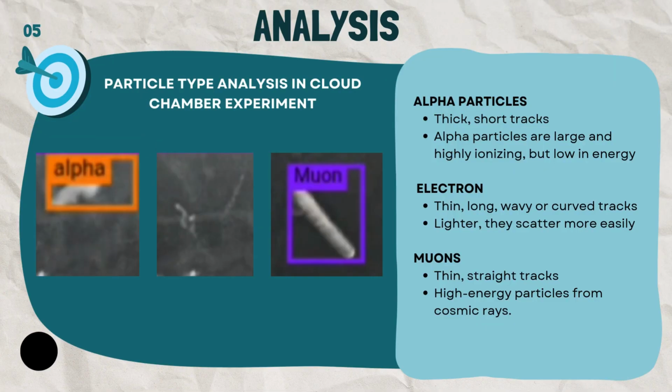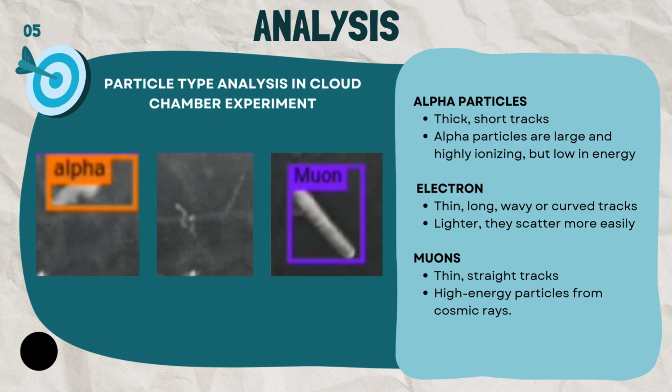Next, we look at the results. In this experiment, we analyze the different types of particles based on the tracks they leave in the cloud chamber. First, alpha particles leave thick and short tracks. This is because they are large, heavy, and highly ionizing, but they don't travel far and have low energy. Next, electrons leave thin, long, and wavy curved tracks. They are lighter than other particles, so they get scattered more easily.